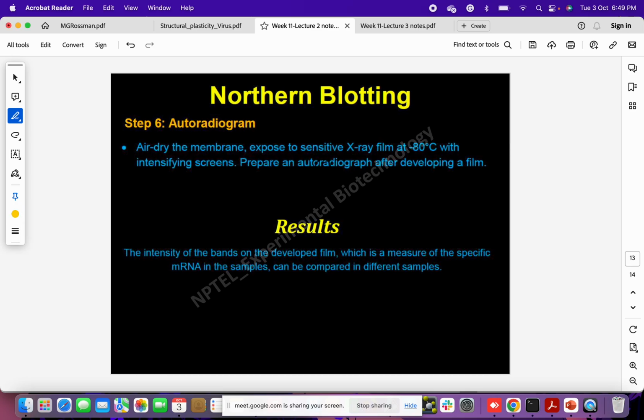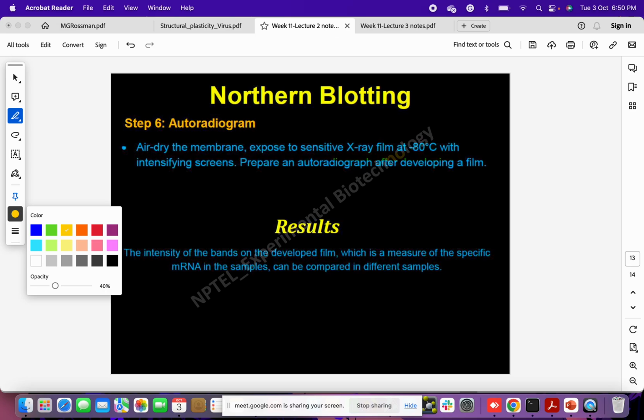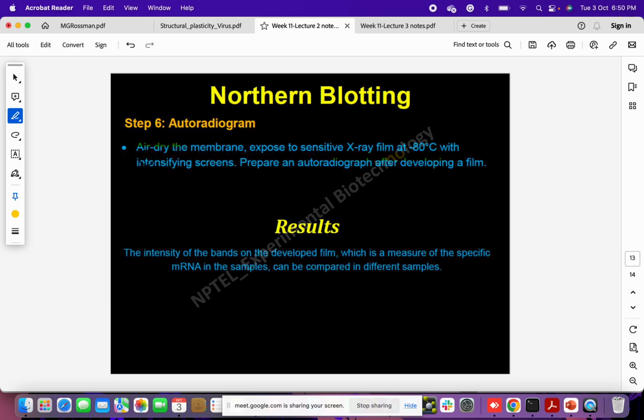And prepare the autoradiograph. Why is it becoming black? Then the intensity of the bands on the developed film, which is a measure of specific mRNA in the sample, can be compared in different samples.